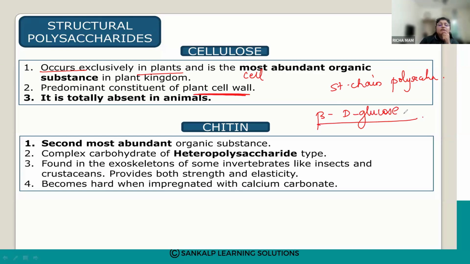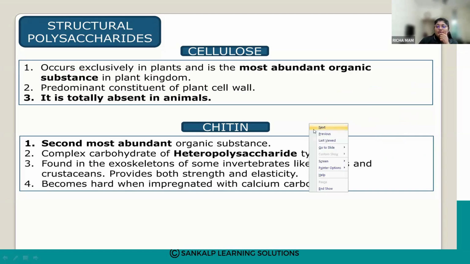In starch, what does it consist of? It only consists of alpha D glucose units. Here, in the case of cellulose, it consists of beta D glucose units, joined by C1 and C4 glycosidic linkages. So this is about your cellulose. This much you have to remember.